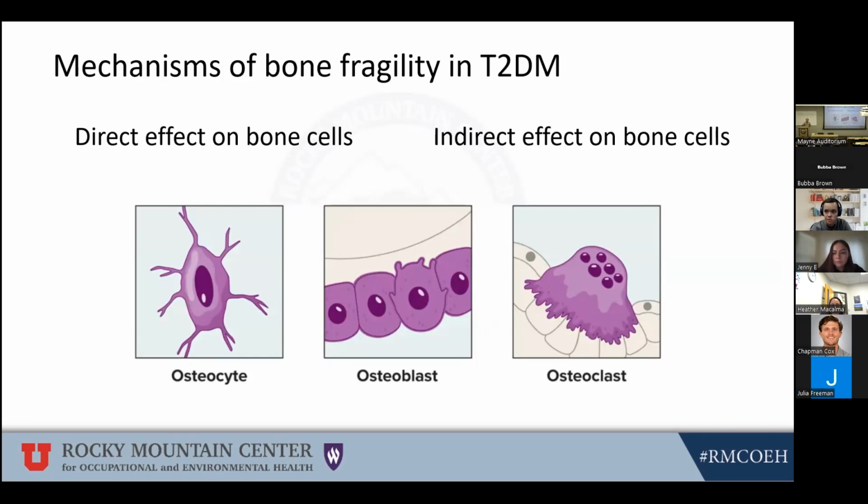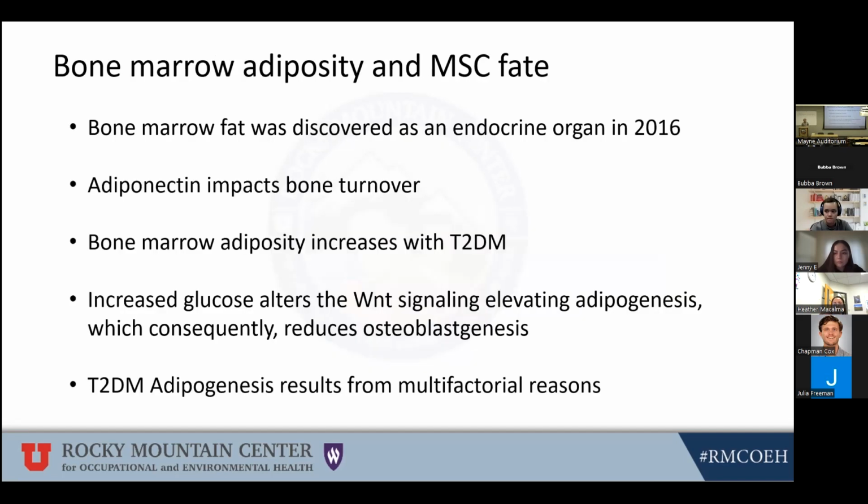Okay, so then the mechanism of type 2 diabetes, we looked at the direct effect on bone cells, and so now looking at the indirect effect on bone cells. So this is the one that I was talking about before that I said we were going to talk about again. So bone marrow adiposity and mesenchymal stem cell fate. As of 2016, bone marrow fat was discovered as an endocrine organ. So that fat in the bone marrow plays important roles, and it can impact bone turnover.